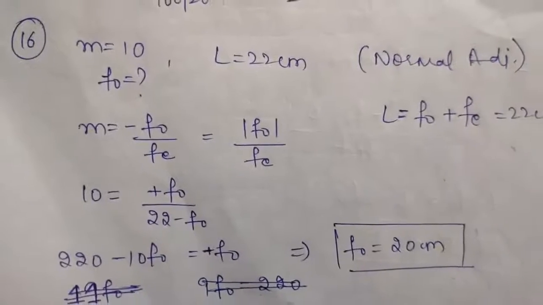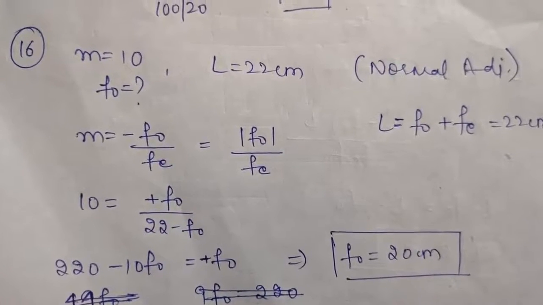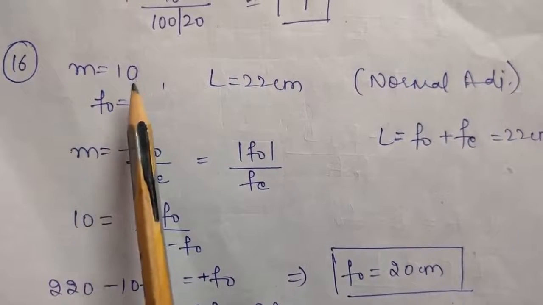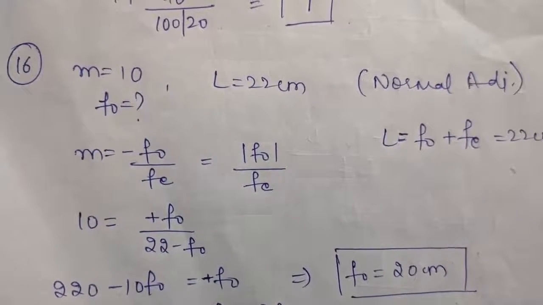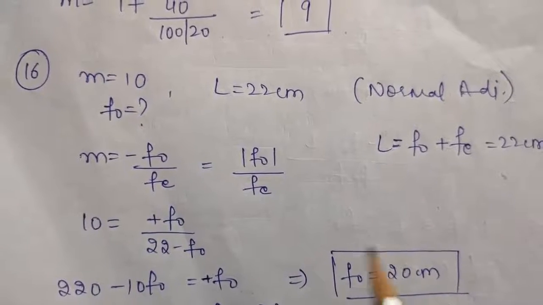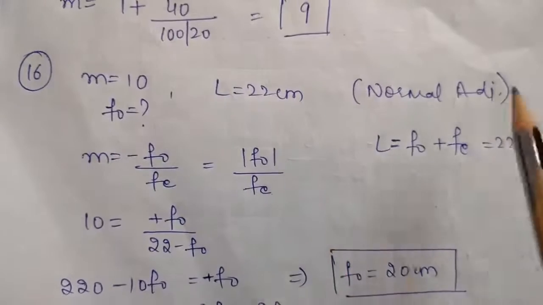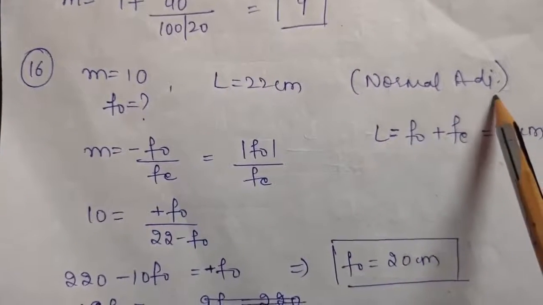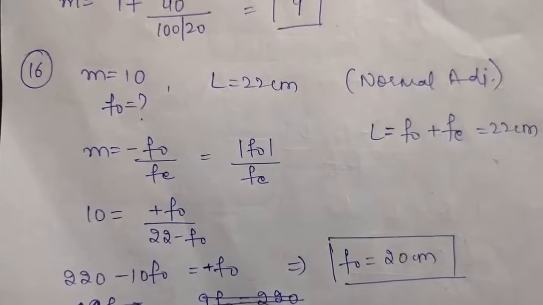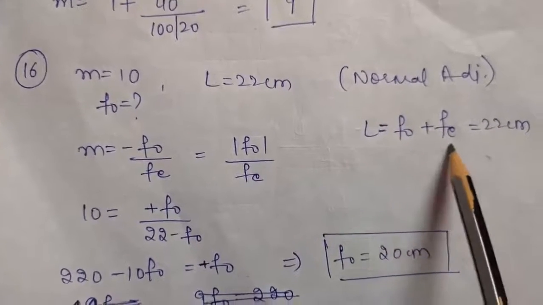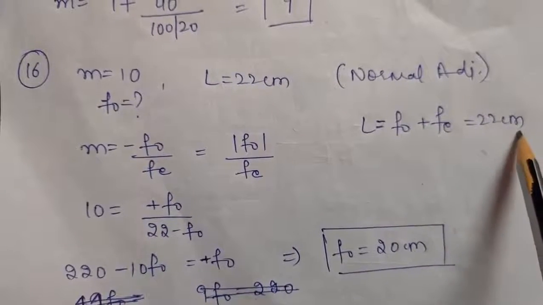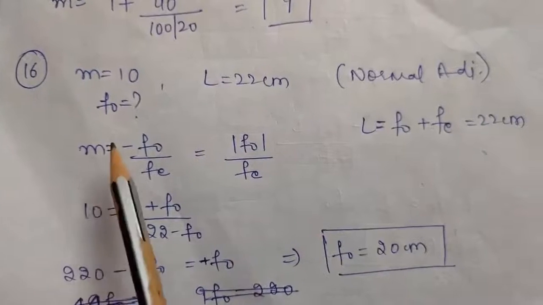Okay, so next is question number 16. It says an astronomical telescope has a magnifying power of 10, that is m is given to you to be 10. In normal adjustment, distance between the objective and eyepiece is 22 centimeter. So L is given to be 22 centimeter in normal adjustment, and as I told you earlier also, in normal adjustment, the length of the tube is nothing but f naught plus fe. That is, you can say f naught plus fe is given to you to be 22 centimeters. So you have to calculate the focal length of objective lens.